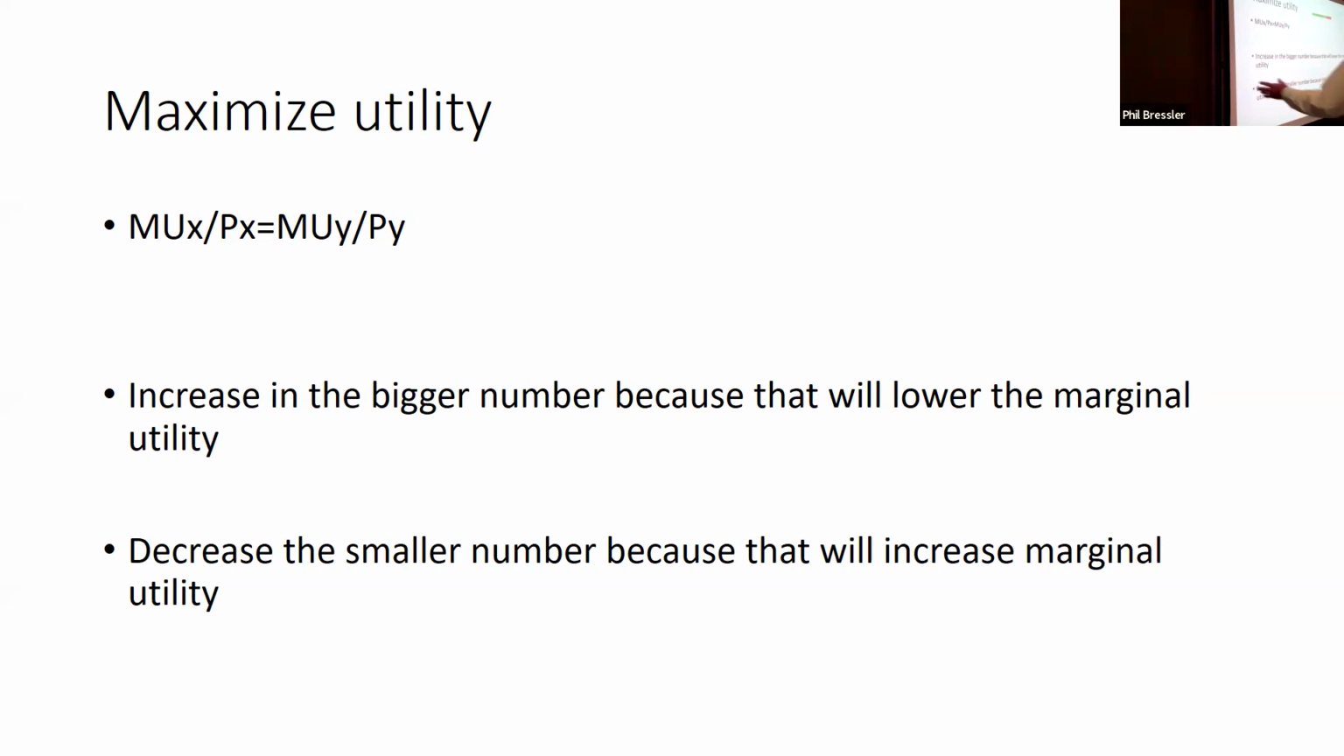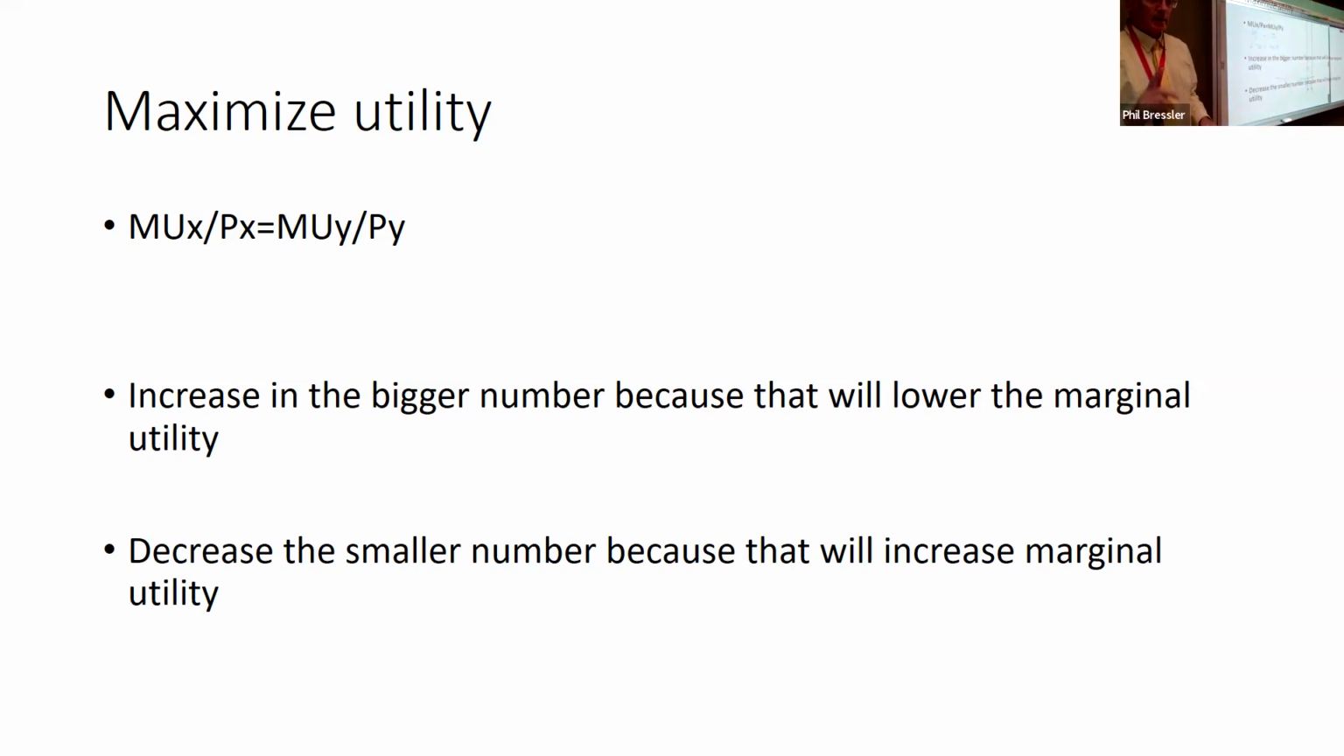Now, sometimes they'll give you the marginal utility is 60, the price is 2, the marginal utility is 40, the price is 1. So you get like 30 equals 40, but it doesn't equal. You always want to increase the bigger numbers, right? Because if you're increasing the bigger number, the utility will come down. So you want to increase this and decrease that, and then they'll meet.